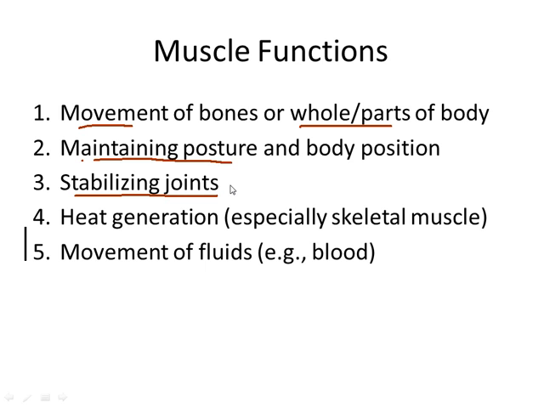We get our body heat from muscles. So when muscles contract, they use energy, and the byproduct of that energy is heat. That's how we keep our core temperature. And it moves fluids. Blood in the blood vessels. Muscles will move urine. We have muscles that move our food through our digestive tract. So anything that has to do with movement is the muscular system.